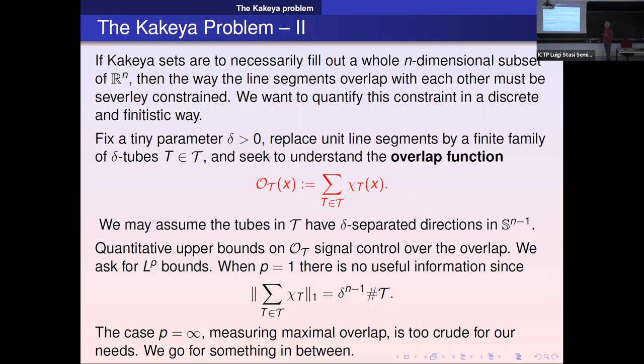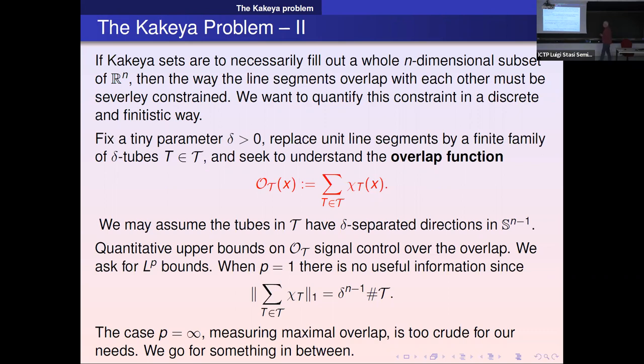So we fix a small parameter delta, and we replace unit line segments by a finite family of tubes of cross-sectional width delta. So they're just slight fattenings of a line segment. And we try to understand this overlap function. This is the thing which, for each point x, we count how many of these tubes it's in. And the intuition is that in order for a Kakeya set to fill out a whole n-dimensional subset, this must be under some size control, otherwise you haven't got a hope.